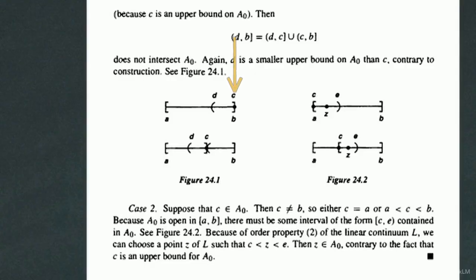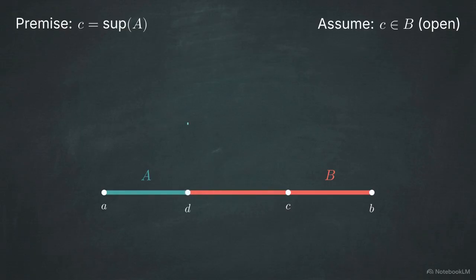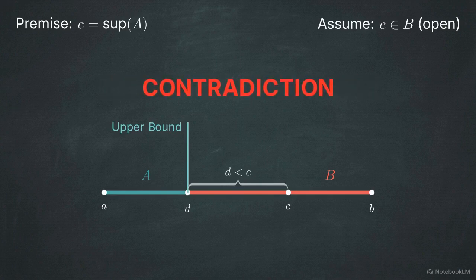Case 1. Looking at figure 24.1, we first assume point C falls into set B. Since B is an open set, it must contain an open interval around C. This means B extends slightly to the left, reaching some point D. But if D is in set B, it acts as an upper bound for set A, and D is strictly smaller than C. This destroys our premise. C was defined as the least upper bound. It cannot be in set B.